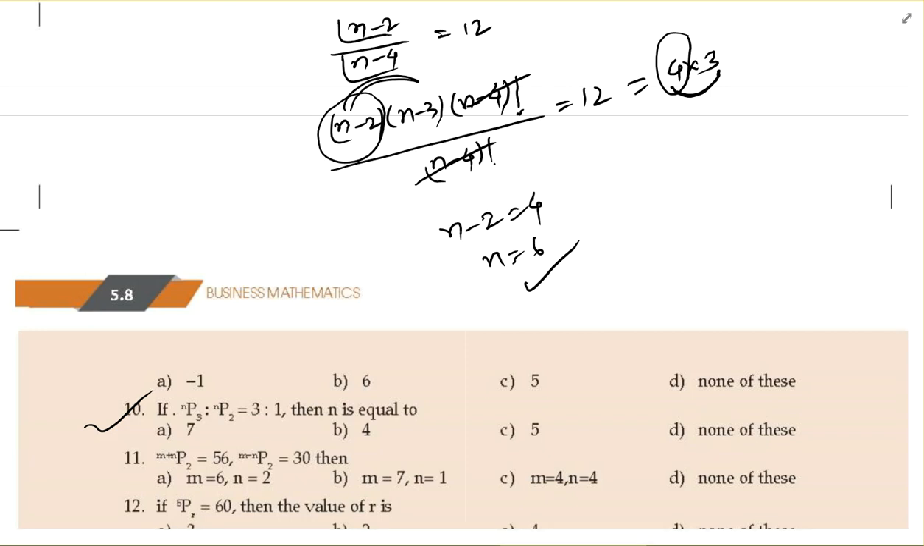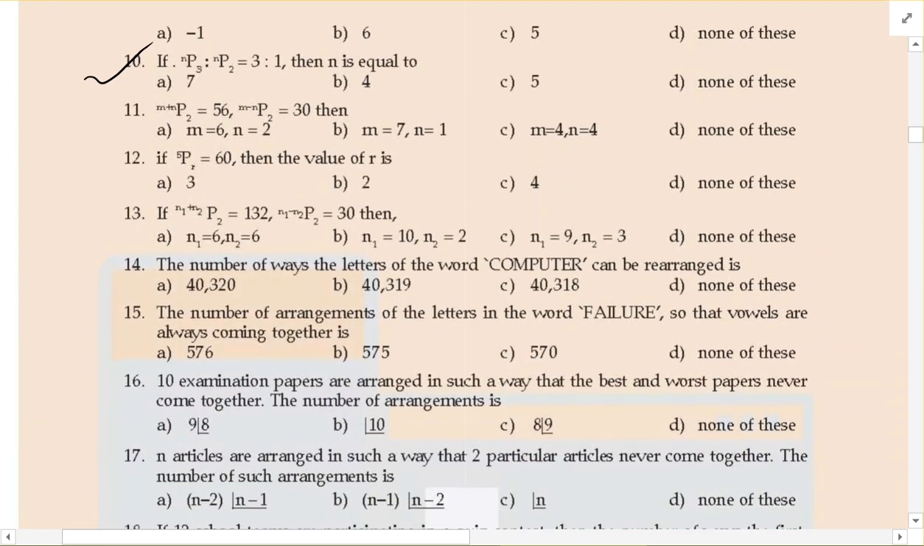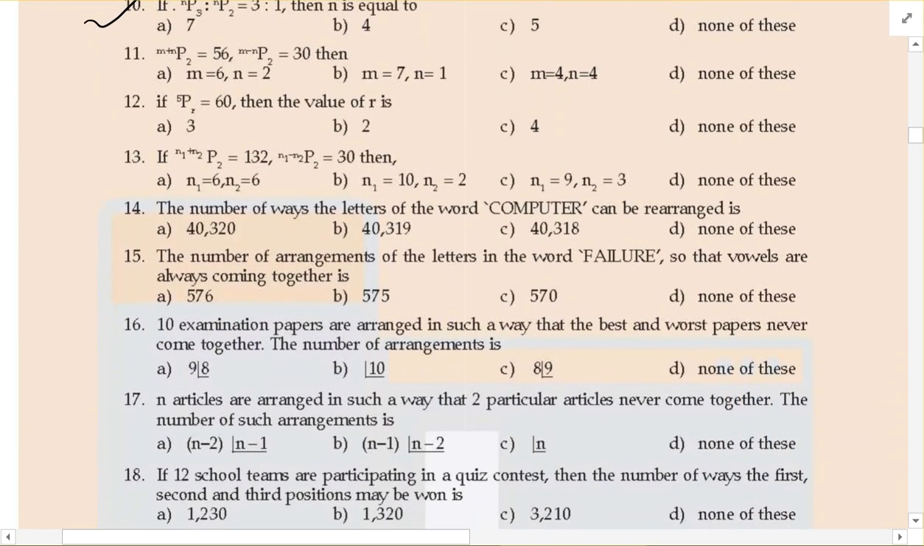Now we are jumping to these word problems. The number of ways the letters of the word computer can be rearranged. So computer, there are 8 letters. 8 factorial is 40,320, but the term used here is rearranged. So one arrangement is the computer itself. So we will count one less. So it is 40,319. Students always make mistakes doing this.